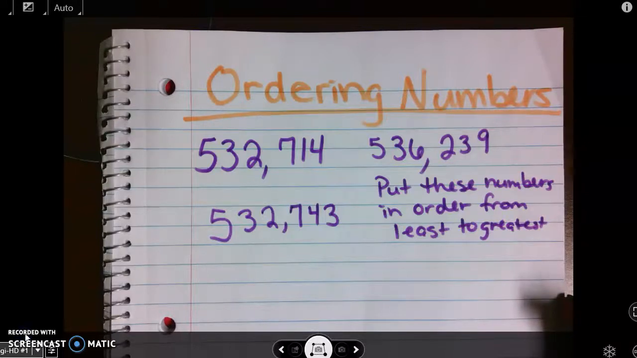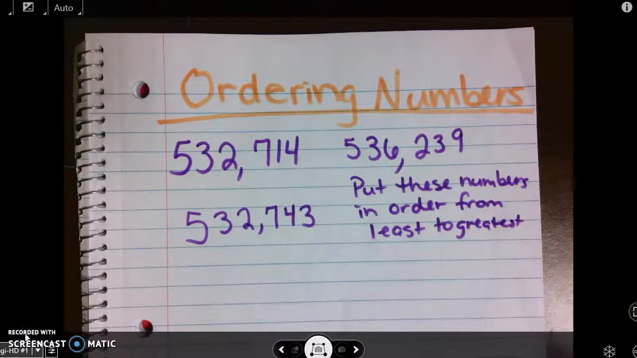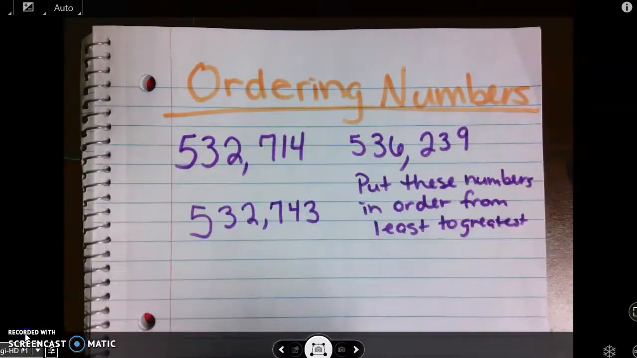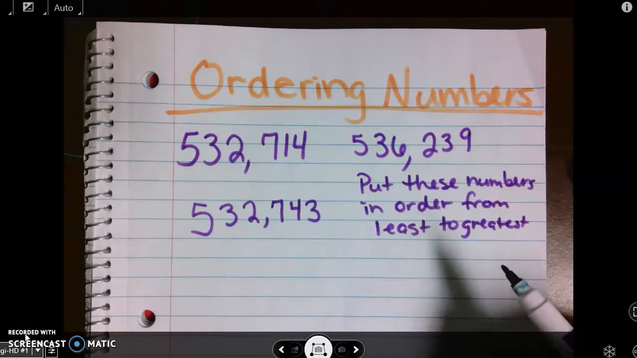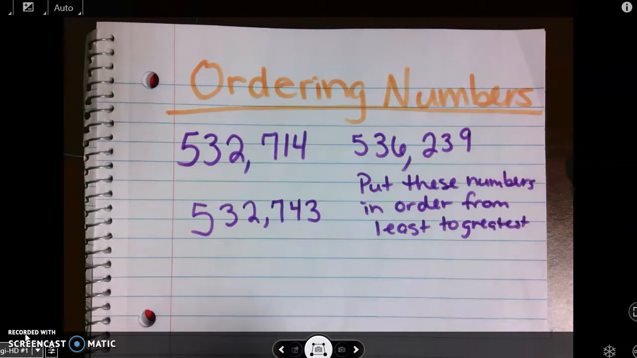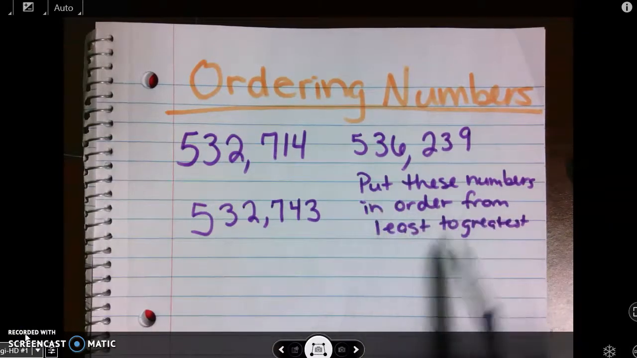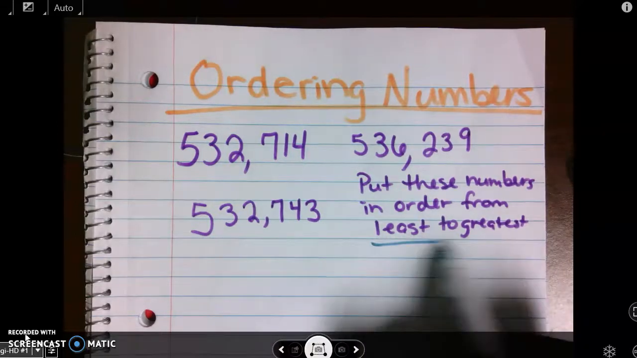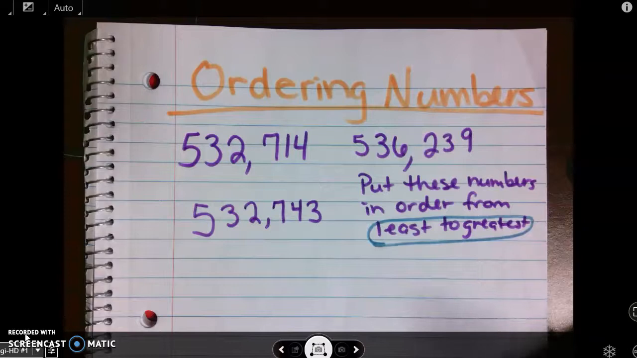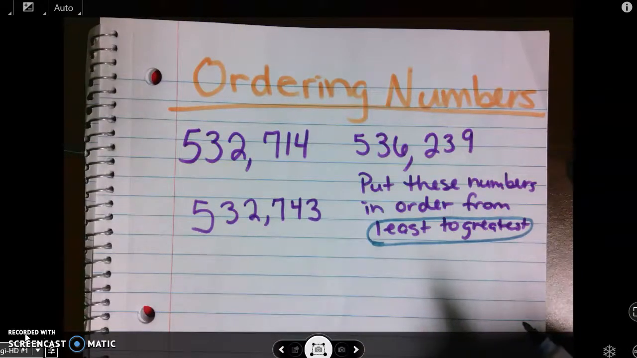Okay, so here is our first example for ordering numbers. Remember that step 1 says to determine what order you're going into, least to greatest or greatest to least, and to go ahead and circle it. So my directions say put these numbers in order from least to greatest. So I'm going to go ahead and circle it so that I know which way I am going to put my numbers in. Step 2, we need to create a place value chart.